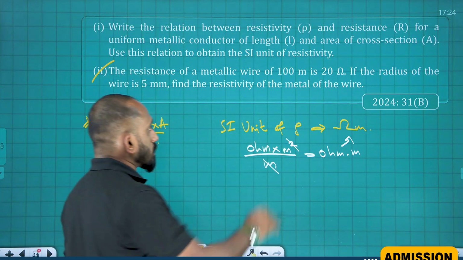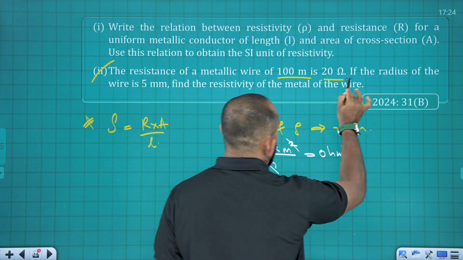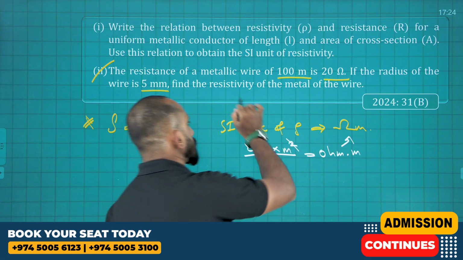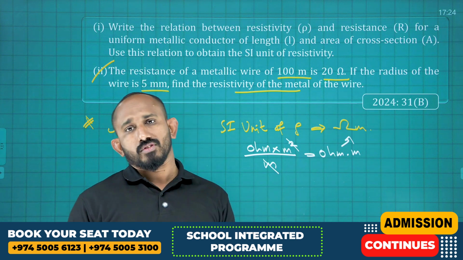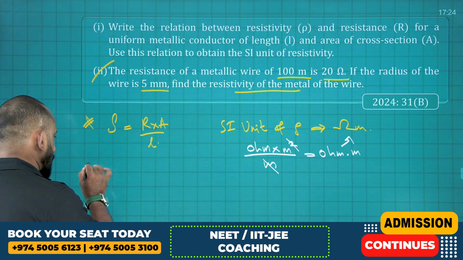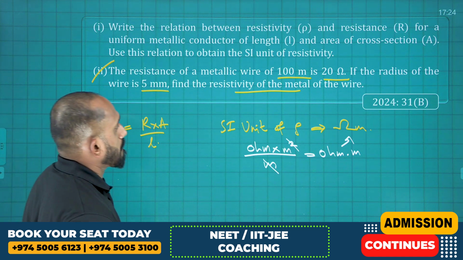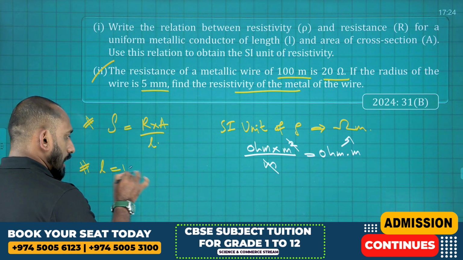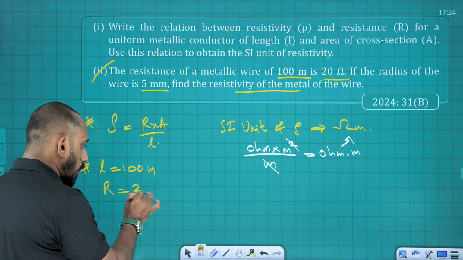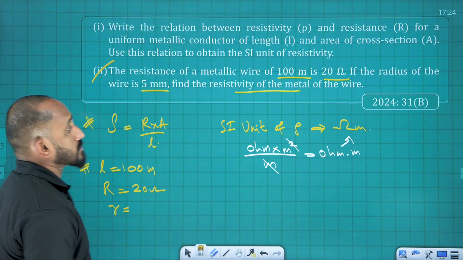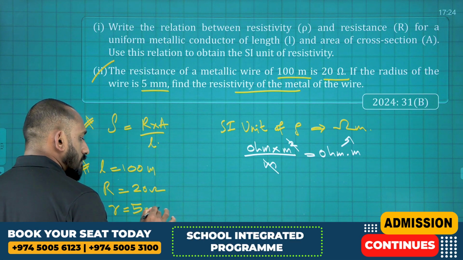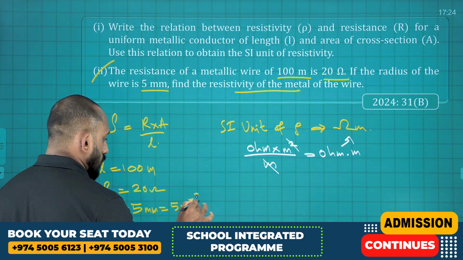The resistance of a metallic wire of 100 meter is 20 ohm. If the radius of the wire is 5 millimeter, find the resistivity of the material. Rho you have to find out. So, numerical values are different. A similar question was done here. So, here we have length given 100 meters. Resistance is given 20 ohm. And radius of this wire is given 5 millimeter. So, that is 5 into 10 raised to minus 3 meters.